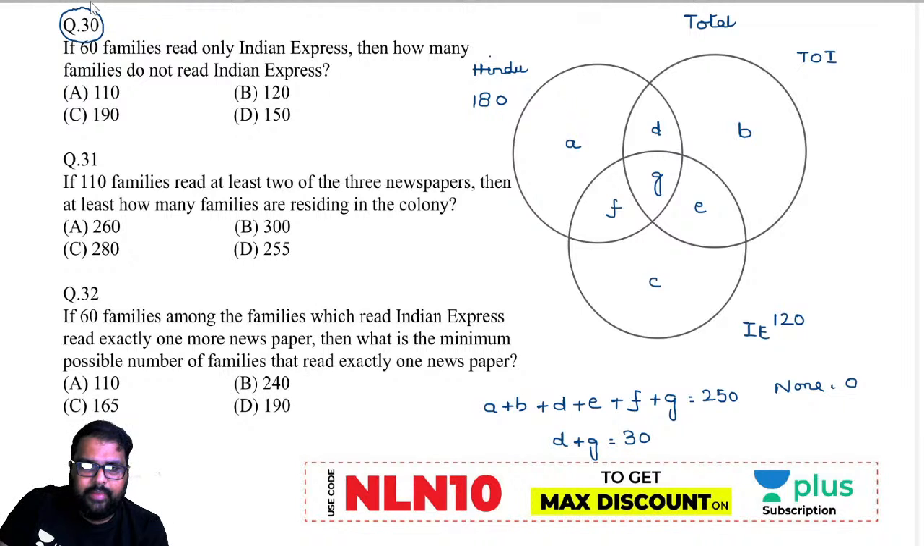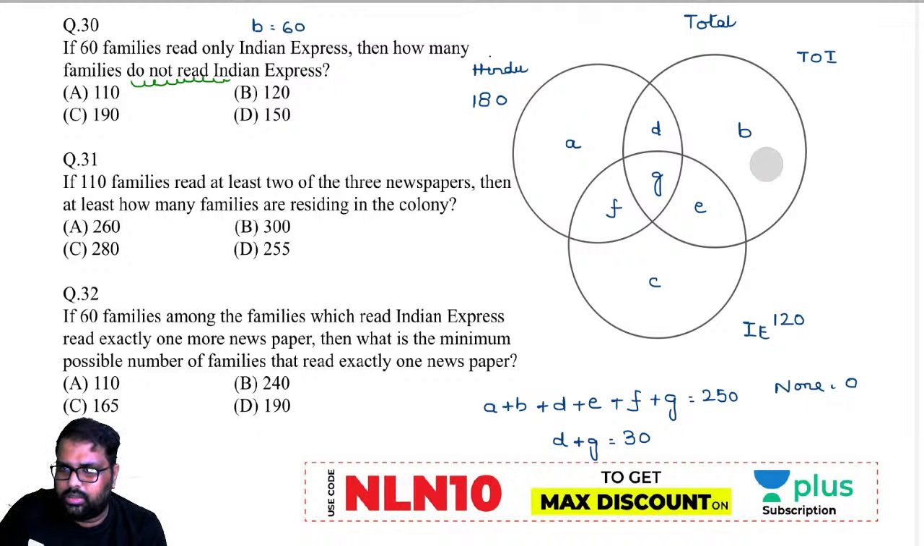If 60 families read only Indian Express, that means your B value is given as 60. I am writing down here: your B value is given as 60. Then how many families do not read Indian Express is the question asked. Here it is 60.